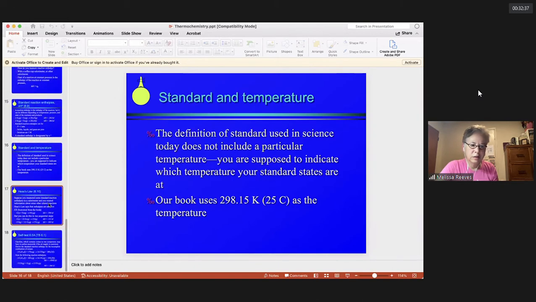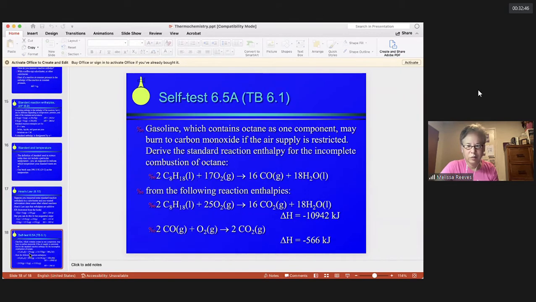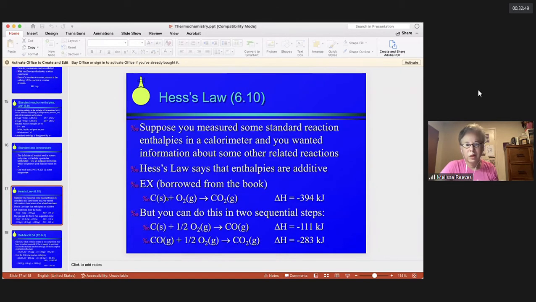And Hess's law says that enthalpies are additive. I thought I had a good question in here. Oh, maybe it's the next one. Right. Okay.